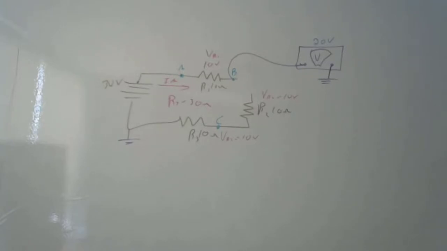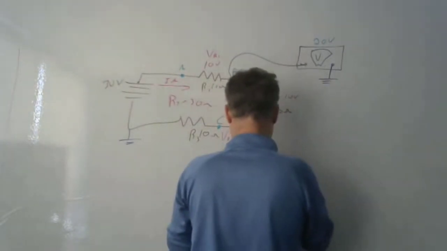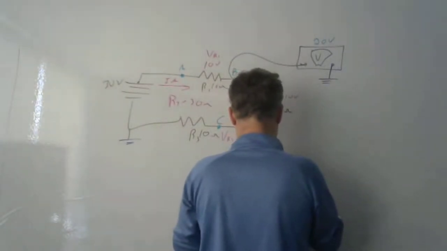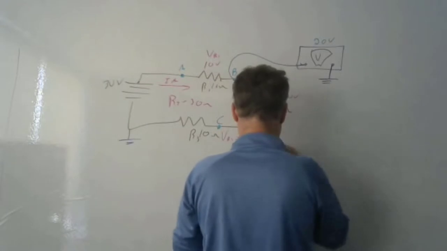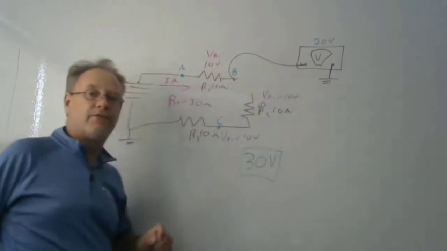30 volts with a question mark. 20 volts with no question mark. Okay, good. So 20 volts, 20 volts, 30 volts. Okay, good. Guess what, guys? Somebody is right. The answer is, hold on a second. Let me write it here. Ready for the big answer? Yeah, 30 volts.